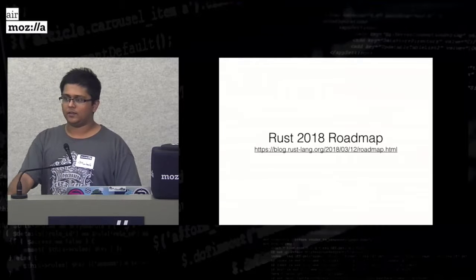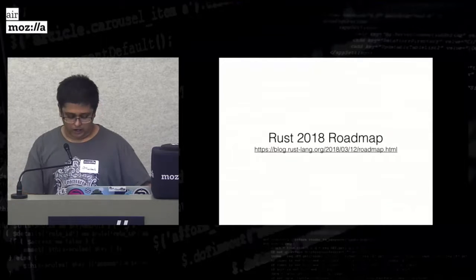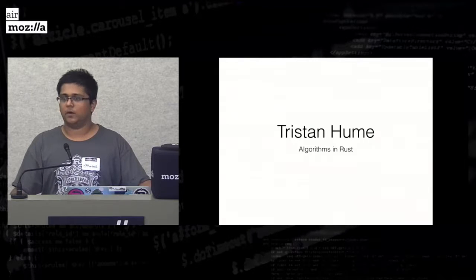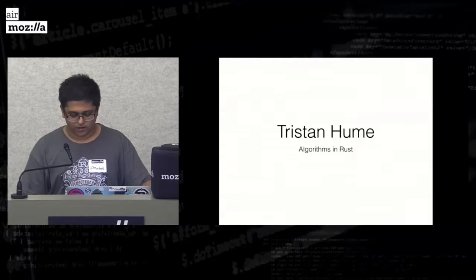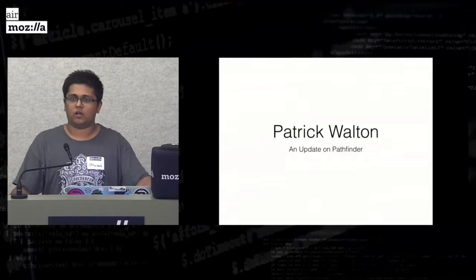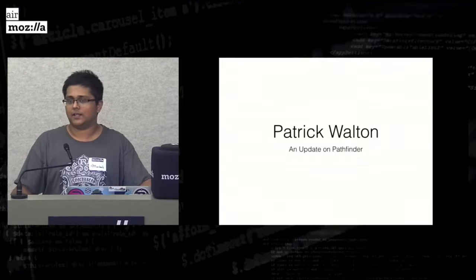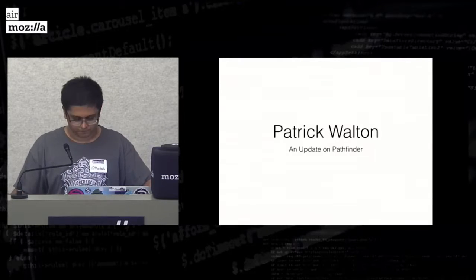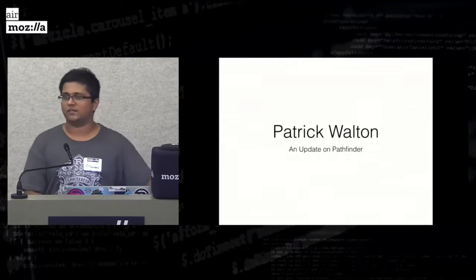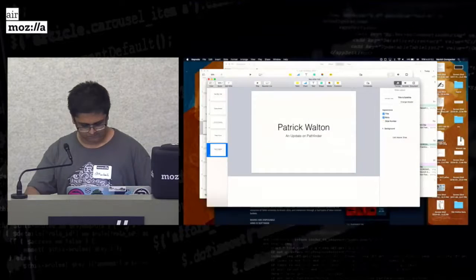So today we have two talks. We have Tristan Hume from Google talking about algorithms in Rust, and we have Patrick Walton talking about Pathfinder. Jeffrey Seyfried was going to give a talk about procedural macros, but he's unable to come today, so we might see that later, at some other meetup. And I'll hand it over to Tristan. Thank you.